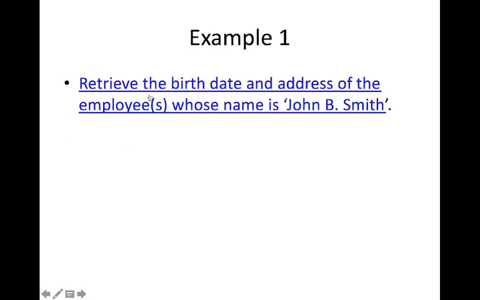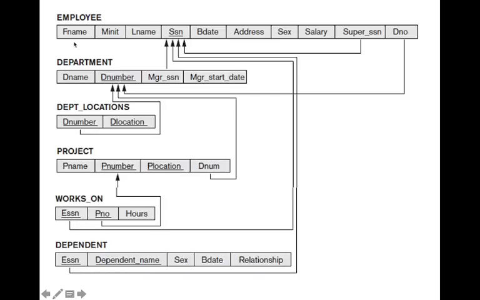Example 1. We have to retrieve the birth date and address of the employees whose name is John B. Smith. If we go into the table, we know the birth date and address are in this table, and John B. Smith's information is also in this table. So we require only the employee table, and using it alone we can retrieve the information.